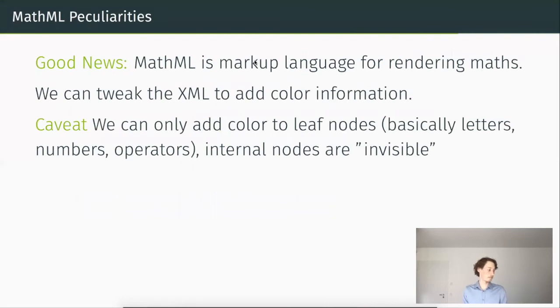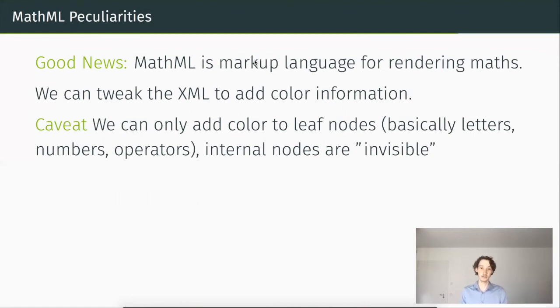There are some things to say about MathML at this point, because the good news is that MathML is a markup language for rendering, so we can just tweak our XML and add the color information in. So we don't need to write a renderer for trees, we can just use MathML itself.